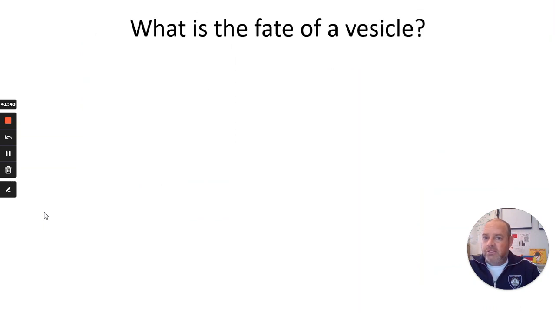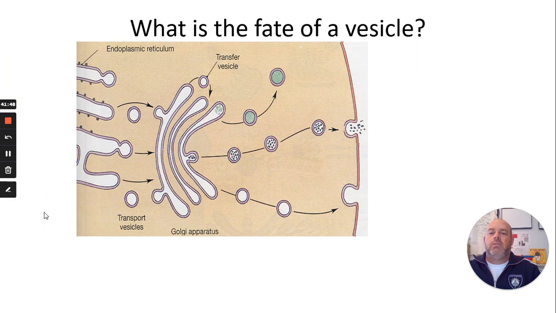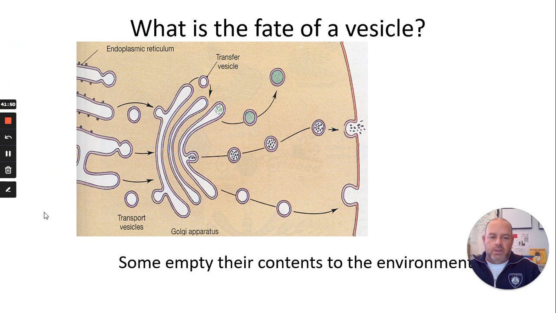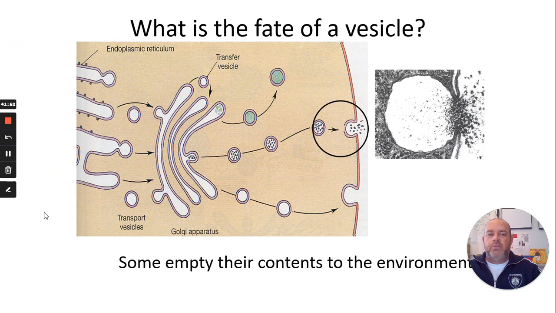So what's the fate of a vesicle? Where do they go? Well, I'm going to tell you four fates of the vesicle. Okay, so some empty their contents into the environment. You guys probably know what that's called already. Exocytosis, also known as cell throw-up, right? You're getting rid of a bunch of stuff all at one time. So yeah, cell throw-up, exocytosis.